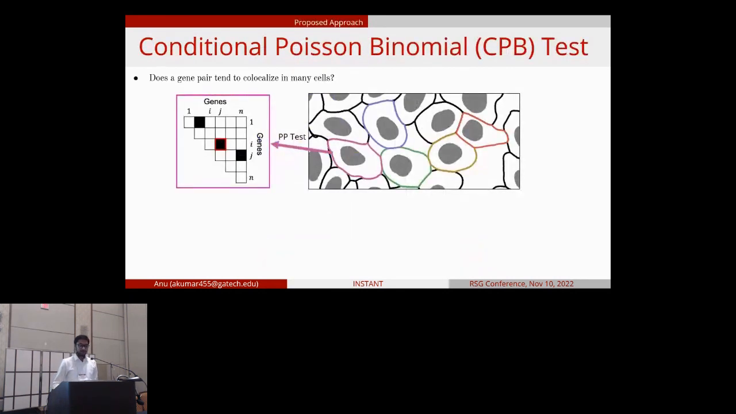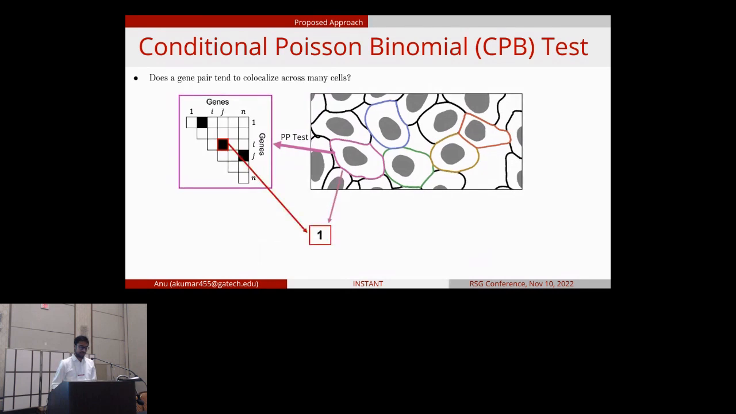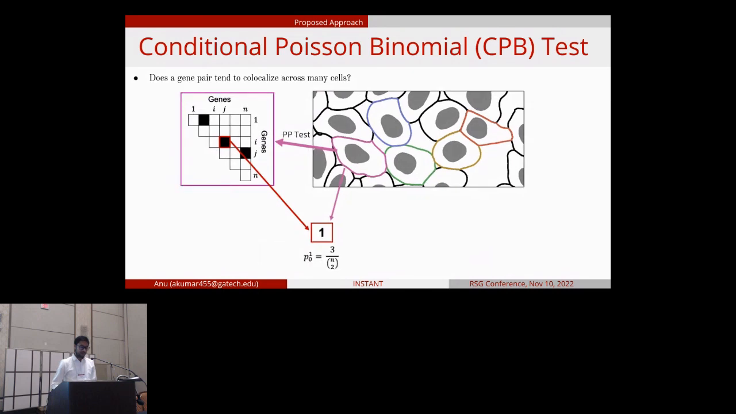Once we have results from the PP test for one cell, that will be input to our CPV test. So here you have many cells. For each cell, you do a PP test. A PP test will give you a co-localization matrix, where for gene I and gene J, this is a binary matrix showing if this pair was co-localized in the corresponding cell. For example, in this cell, this pair was co-localized, so we have 1. We can also get the null probability of obtaining a pair being co-localized here.